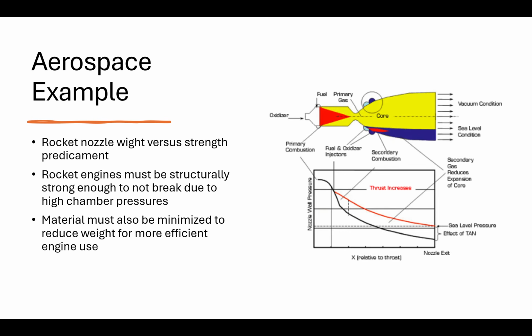So for an aerospace example, when you have a rocket nozzle, there's a high pressure in the combustion chamber that creates a stress on the nozzle wall. And we have to design the actual physical strength of the nozzle to not break under these pressures. But at the same time, we're trying to minimize the width of the wall so as to reduce the weight and therefore the needed thrust of the rocket.